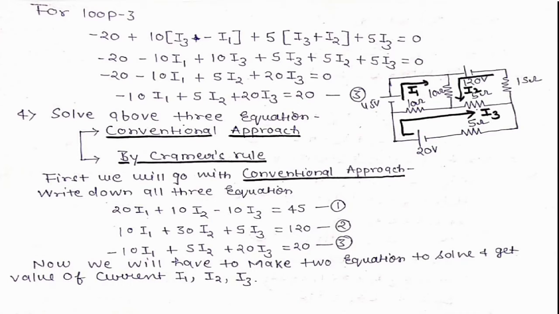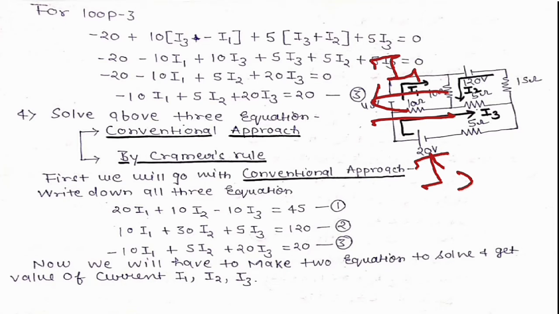For loop number 3, we will see again from positive the current is leaving, and in negative the current is entering. So we can write it down like minus 20 plus 10, the next one is 10 times I3 minus I1. Why am I writing I3 minus I1? This one is I1 actually. I write I3 minus I1 because the directions of the currents are opposing each other. So either I1 minus I3 or I3 minus I1 we can write.